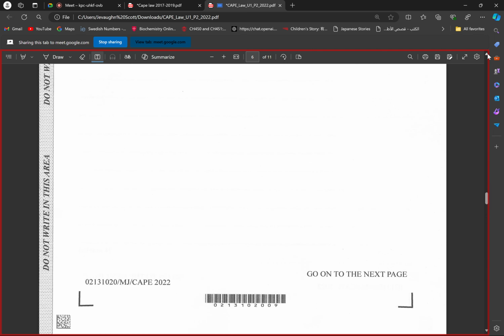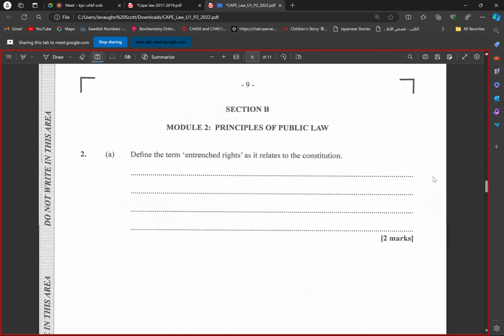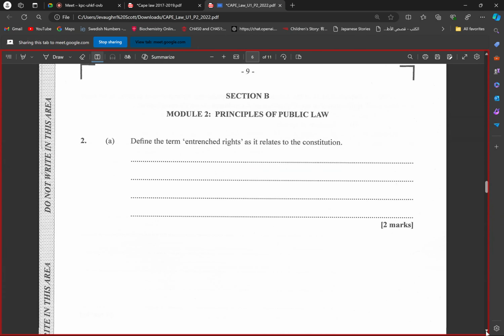They waste an entire page for one question. They could save the trees, save the trees.